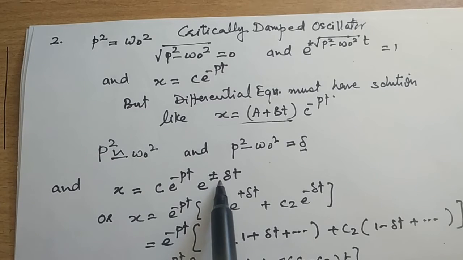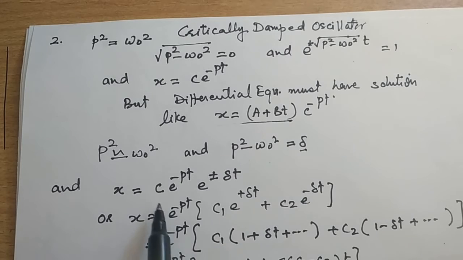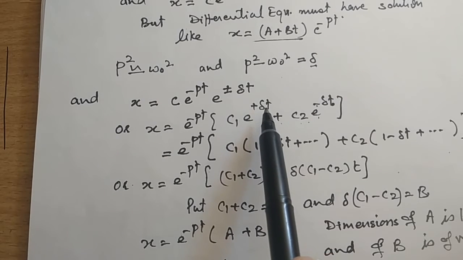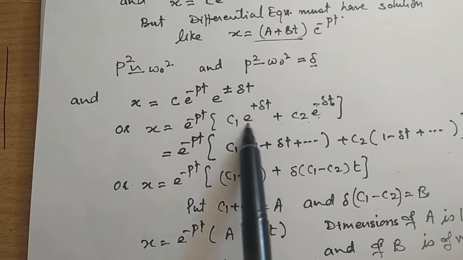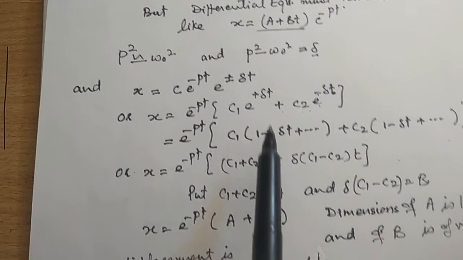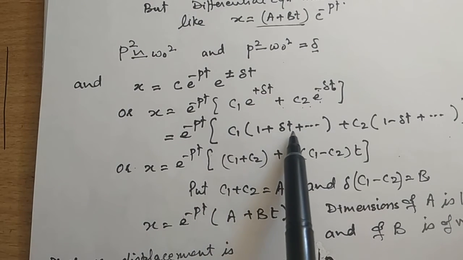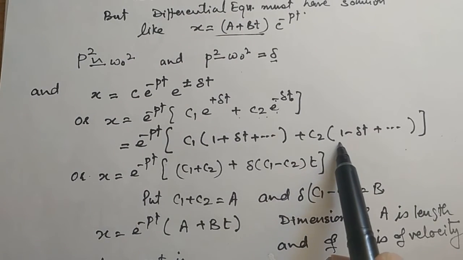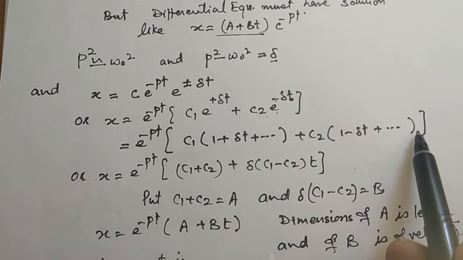So e^(±δt) can be written again as a linear combination. We write e^(-pt), and c can be written as the linear combination c1 e^(+δt) plus c2 e^(-δt). And since it is exponential and delta is very small, when the index is very small we can expand it in a series. So the plus series can be written as 1 plus δt plus so on. Higher terms can be neglected. And here in c2 e^(-δt), higher terms can be neglected too.